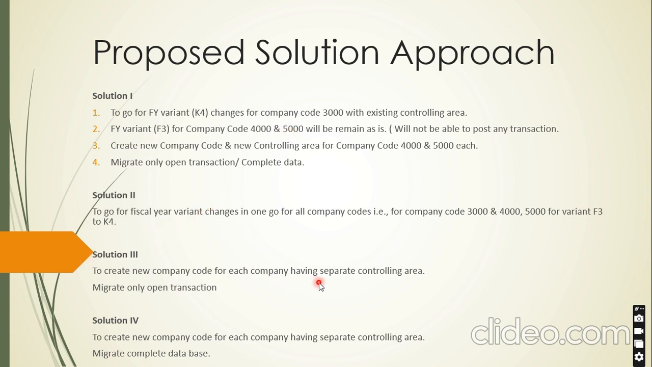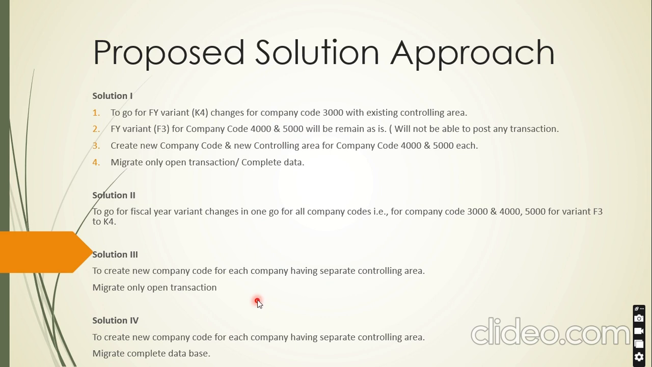For that reason, we are going to provide the solution for the business to create the new company codes and new controlling area. Going forward, we should not use the old company codes for 4000 and 5000. But that is going to be a blocker status. I hope it is clear for you.